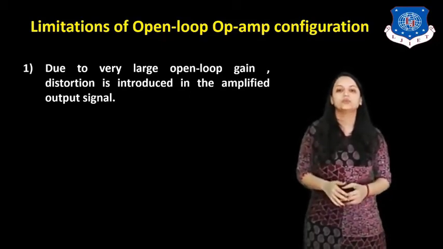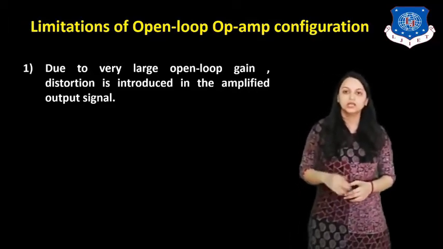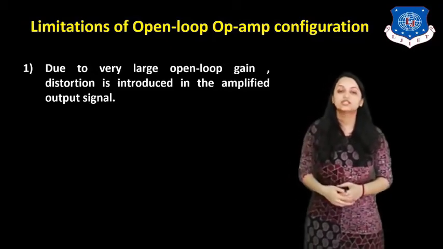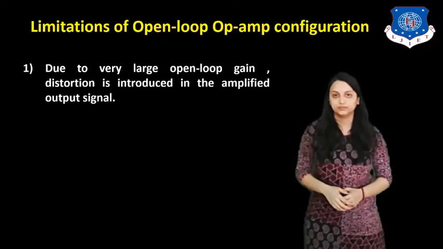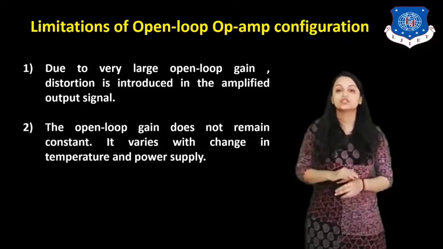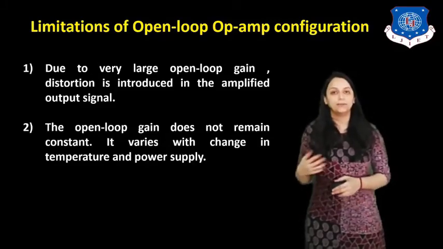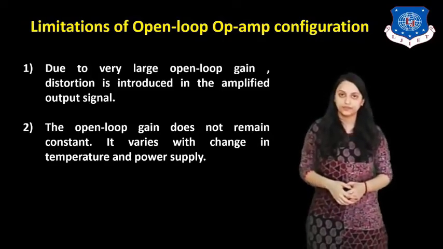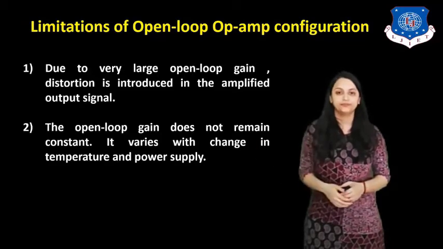the amplified output signal. As the feedback element is not present, it will have a very large open loop gain. Due to that, distortion will be introduced at the output signal, which is undesirable. Second, the open loop gain does not remain constant. It varies with changes in temperature and power supply or such external parameters. This is again an undesirable condition for the op-amp.